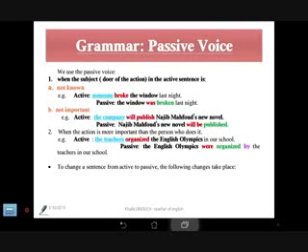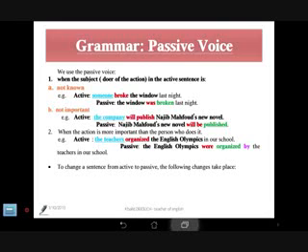Number 2 or B, when the subject is not important. It's known, but we don't really give it that much importance. Example, the company will publish Najib Mahfouz's new novel. In this sentence, we know the subject is the company. The action is will publish, but the object, Najib Mahfouz's new novel, is much more important than the subject. So we change the sentence to passive form and we get Najib Mahfouz's new novel will be published.